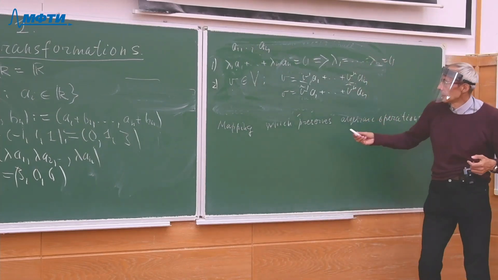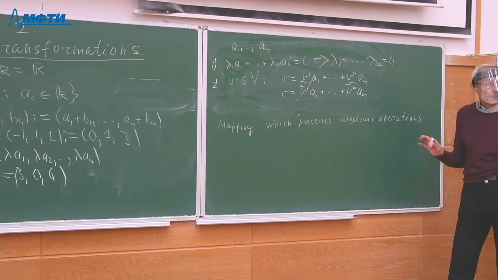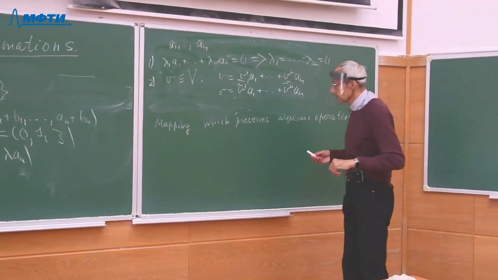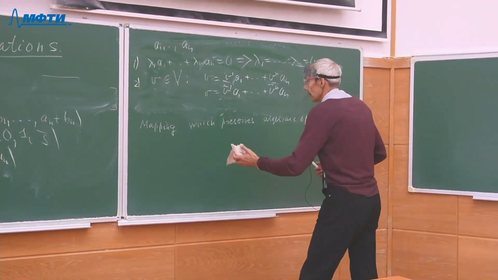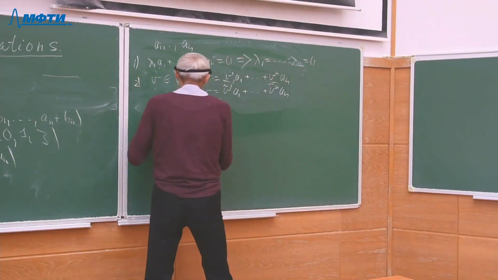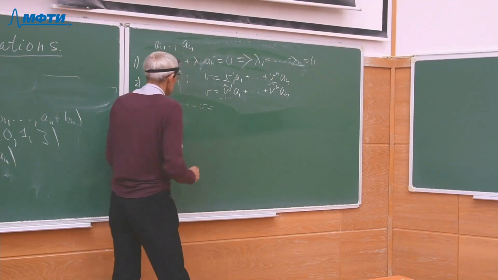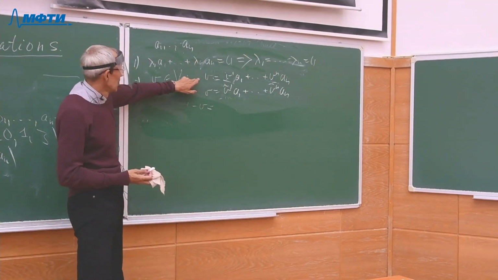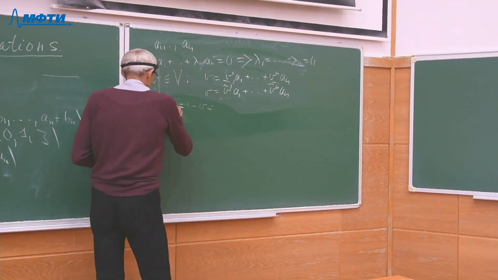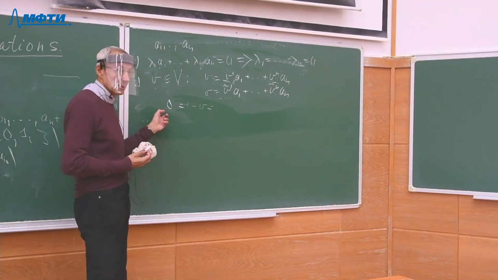We have two various decompositions of these vectors. And I can consider the difference between this decomposition and this. And this difference is exactly 0.